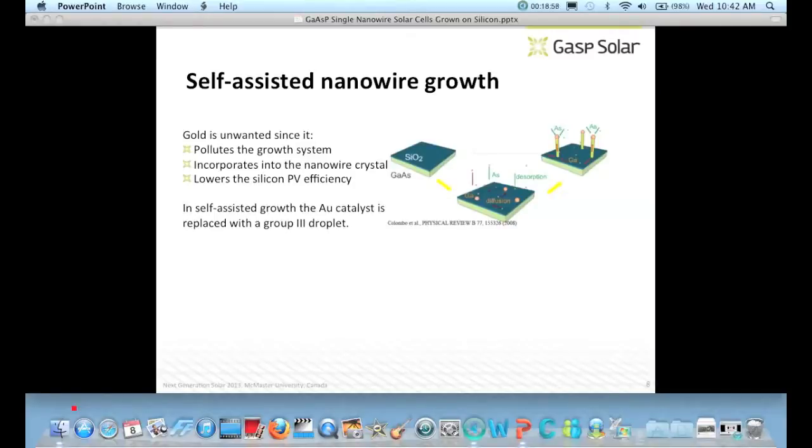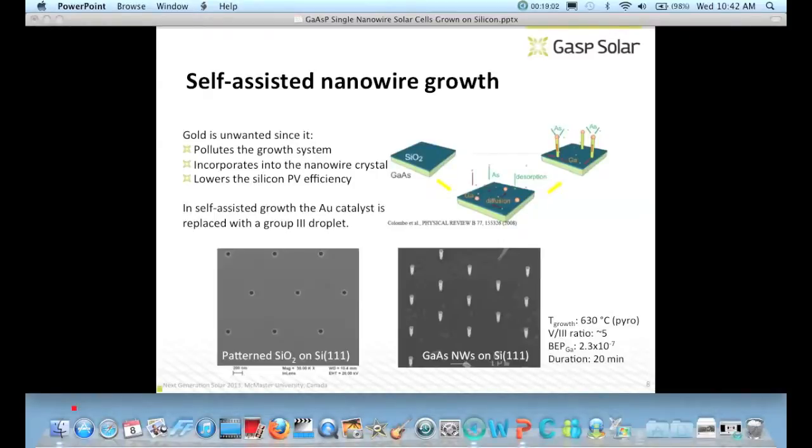Now, what you can also do is put on a thicker layer of silicon dioxide. So this is a p-doped silicon 111 substrate, p-type, and here we have 30 nanometers of silicon dioxide on top. And what we've then done is we etched holes in this layer of silicon dioxide.